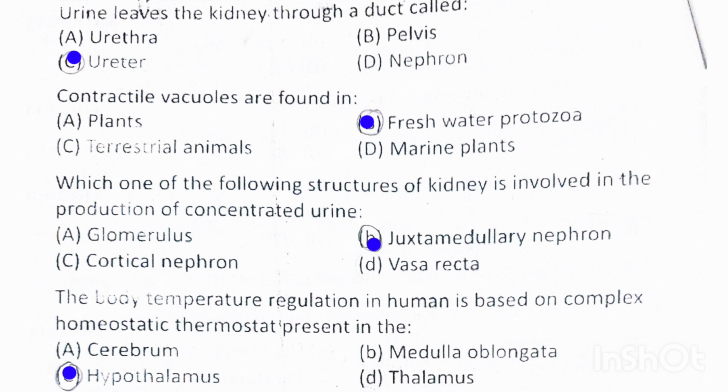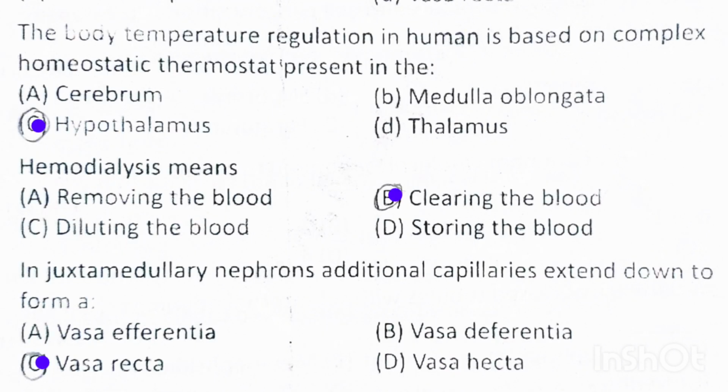Which one of the following structures of kidney is involved in the production of concentrated urine? Diastematic nephron. The body temperature regulation in humans is based on a complex homeostatic thermostat present in the hypothalamus. Hemodialysis means clearing the blood. In diastematic nephrons, additional capillaries extend down to form a vasa recta.